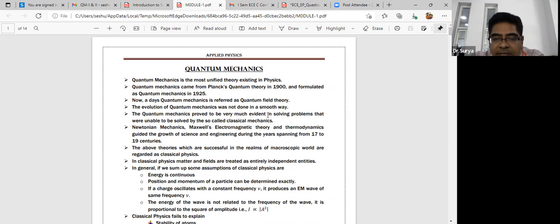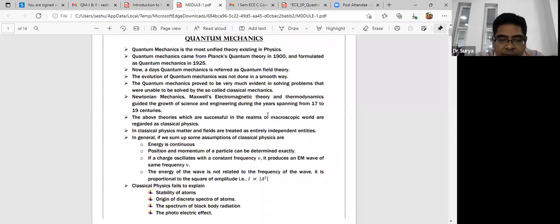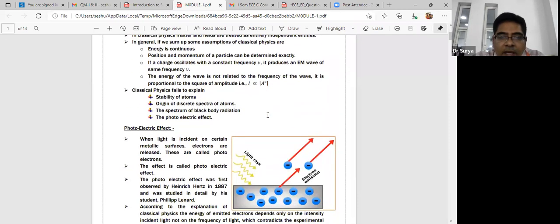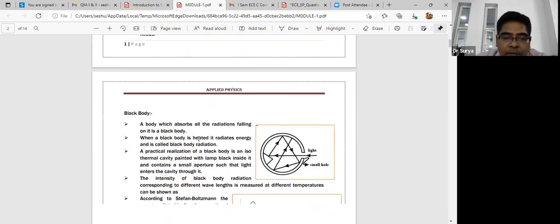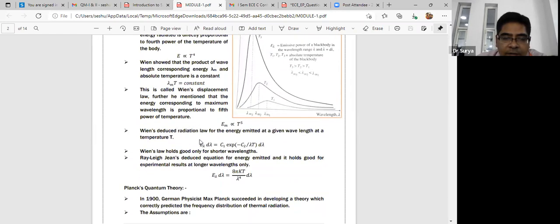Okay. So in general, if you sum up some assumptions of classical physics: energy is continuous, and the position and momentum of a particle can be determined exactly. If a charge oscillates with constant frequency nu, it produces an electromagnetic wave of the same frequency. The energy of the wave is not related to the frequency of the wave. It is proportional to the square of the amplitude. So classical physics fails to explain the stability of the atom, the origin of discrete spectra of atoms, the spectrum of black body radiation, and the photoelectric effect.